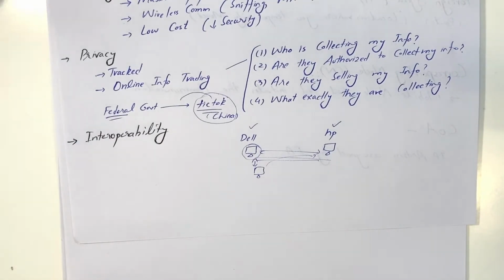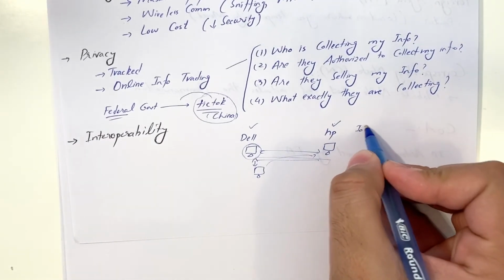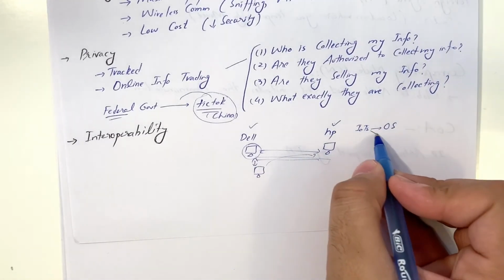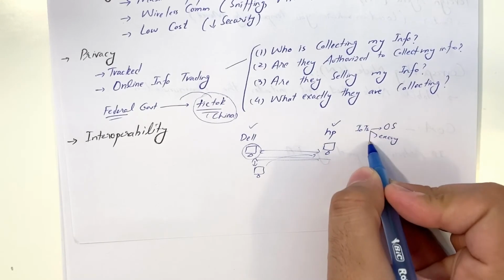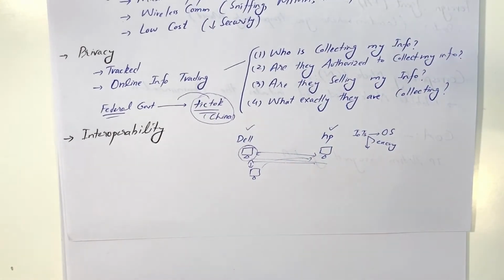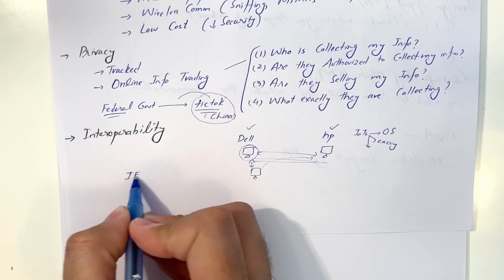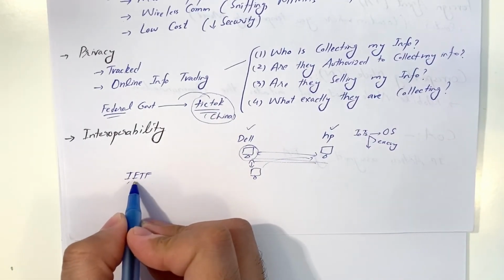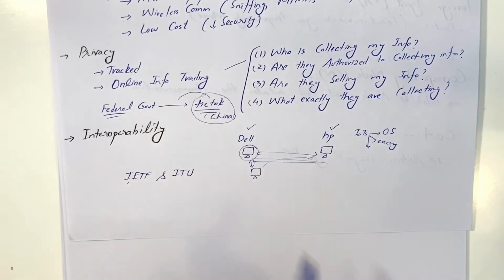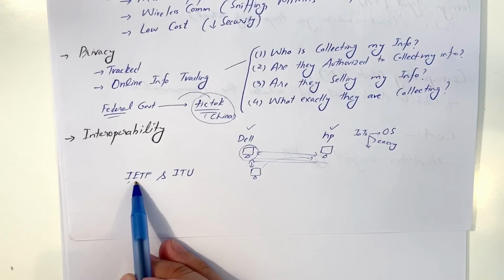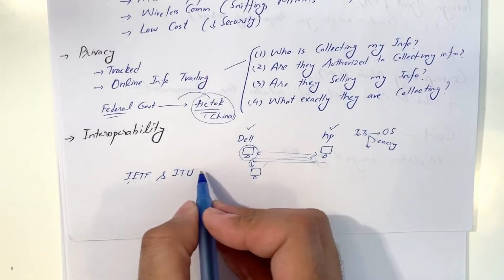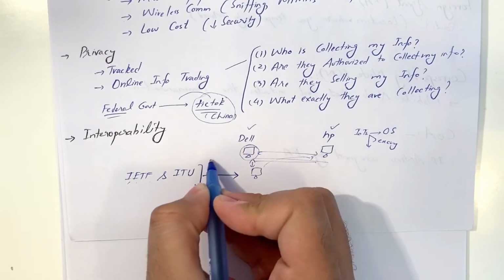Same is the case with IoT. With IoT, people are coming with different operating systems, different encryption schemes, and different kinds of standards as well. Now, there are two organizations. One is called IETF, the Internet Engineering Task Force, and the other is ITU, the International Telecommunication Union. They have formulated a comprehensive policy.